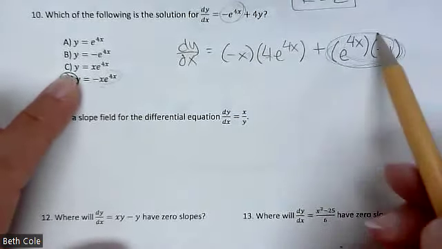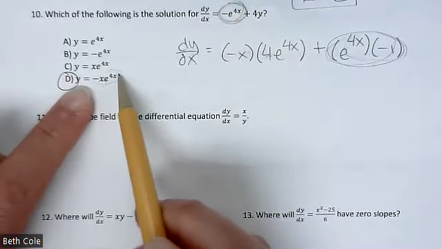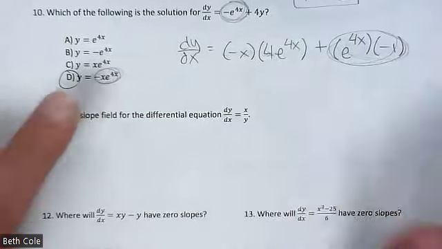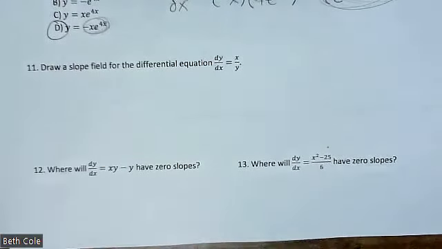Do you see how this part matches up with this? And then plus 4y. Well, this is y. 4 times this is 4, negative 4x e to the 4. Anyway, the answer is D. You would just test A, B, C, and D until you got the one that matched.